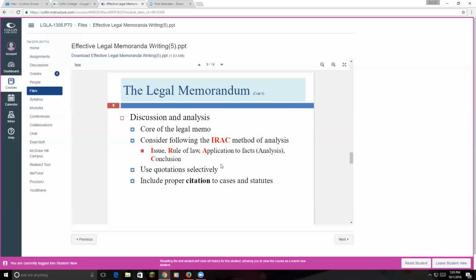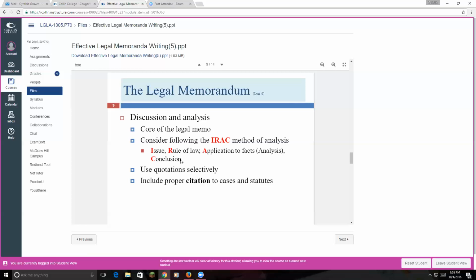Okay, so let's talk about the IRAC method of analysis. As you can see, a little mnemonic. It's kind of like the country of Iraq, except instead of a Q at the end, we have a C. And this stands for issue, rule of law, and the A can stand for either application of law to facts or analysis, whichever you prefer, and conclusion.